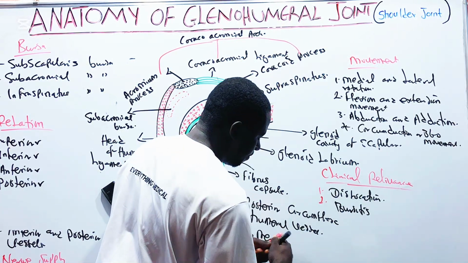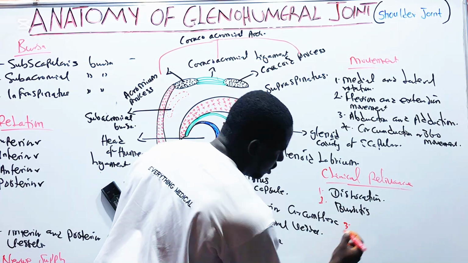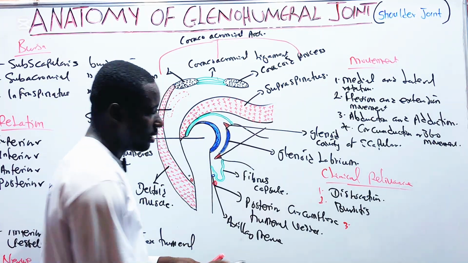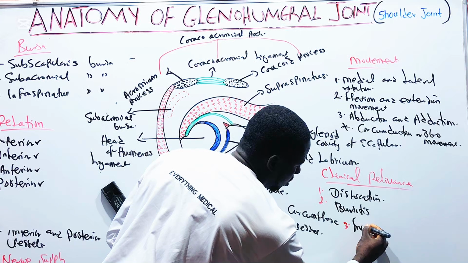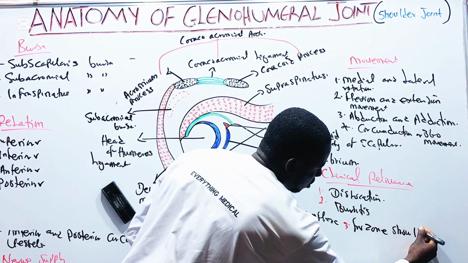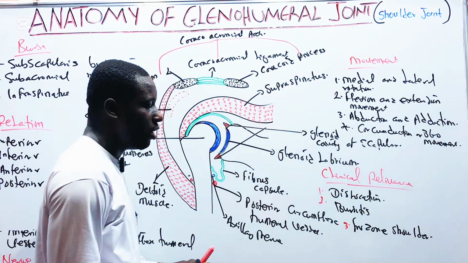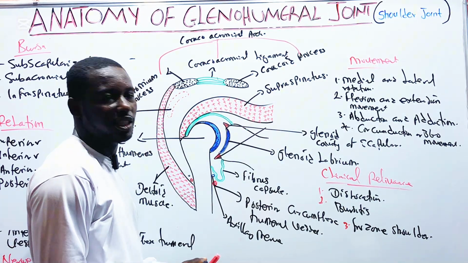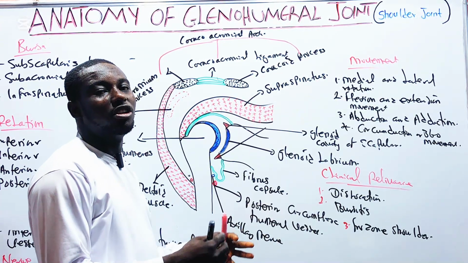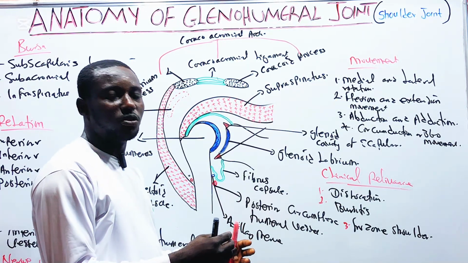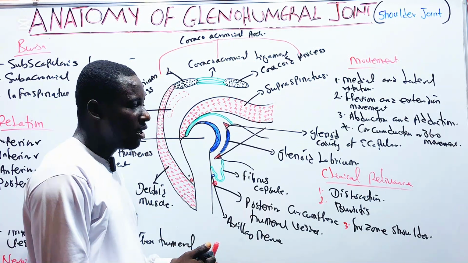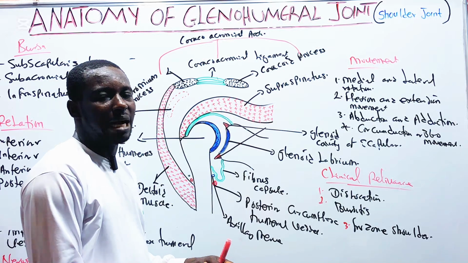The number three is frozen shoulder, which can be called adhesive capsulitis. It is the tearing of the synovial capsule of the shoulder joint. When it got torn, it could lead to what? Leakage of the synovial fluid, thereby leading to frozen shoulder. It can be called adhesive capsulitis.